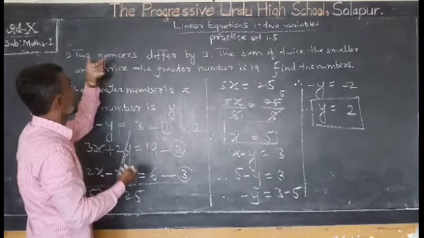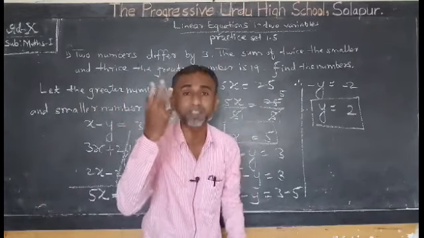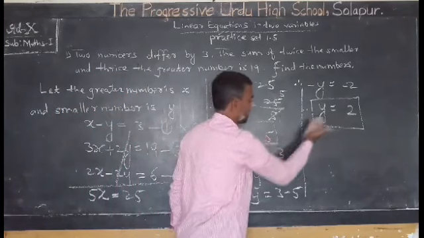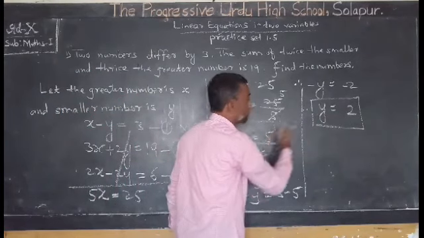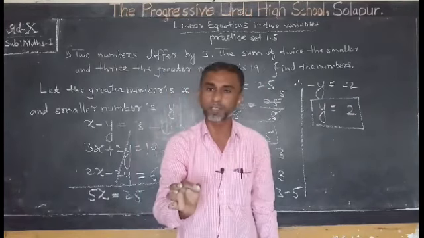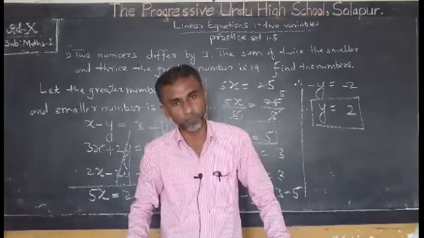What is the first phrase? Two numbers differ by 3. That means the difference between these two numbers is 3. So, you can justify and confirm: 5 minus 2 is equal to 3. That means your answer is correct. In this way, we can easily solve the word problem.